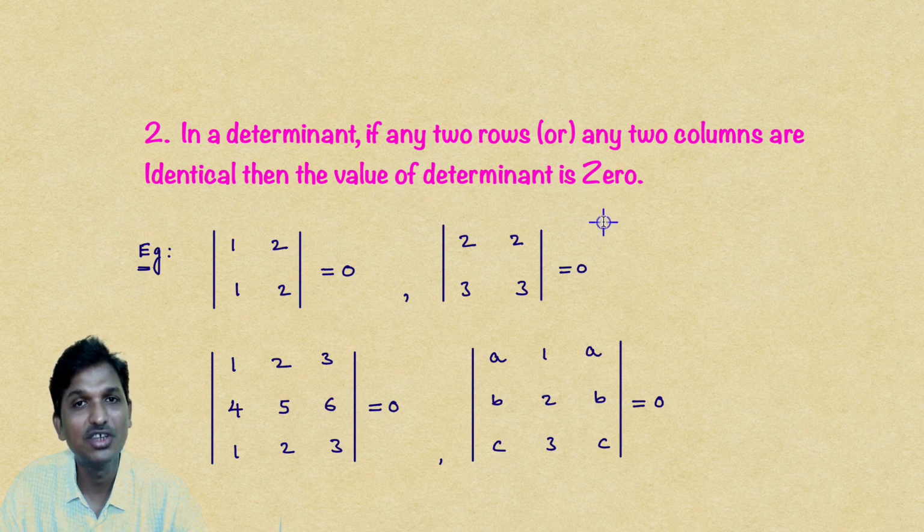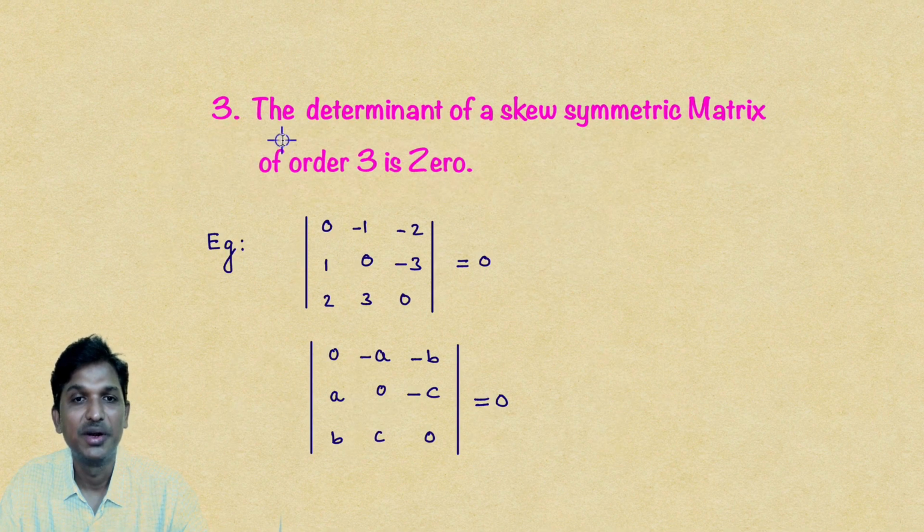Now we will move to the third property. You see this third property: the determinant of a skew symmetric matrix of order 3 is 0. In Maths chapter, we already know about symmetric matrix and skew symmetric matrix. Here, the determinant of a skew symmetric matrix of order 3. Here this is important.